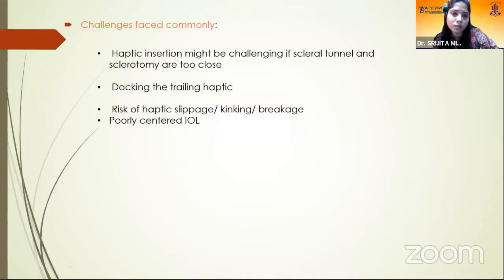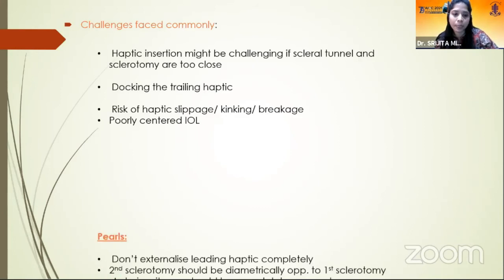So the challenges commonly faced in this technique: the haptic insertion might be challenging, the scleral tunnel and sclerotomy are too close. Docking the trailing haptic is always very challenging because there's a risk of haptic slippage, kinking, and breakage while docking the trailing haptic, and a poorly centered IOL.